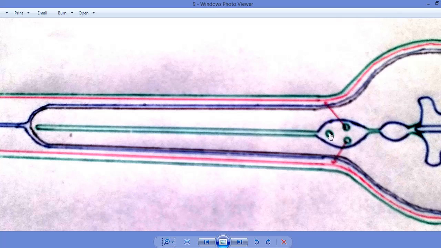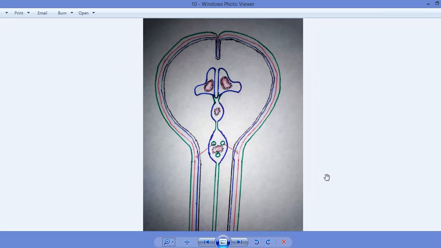The central one, the foramen Magendie, transfers the cerebrospinal fluid from the fourth ventricle also to the subarachnoid space, but it goes dorsally. It goes behind, in a backward direction. It goes dorsally to the subarachnoid space, and these go laterally.